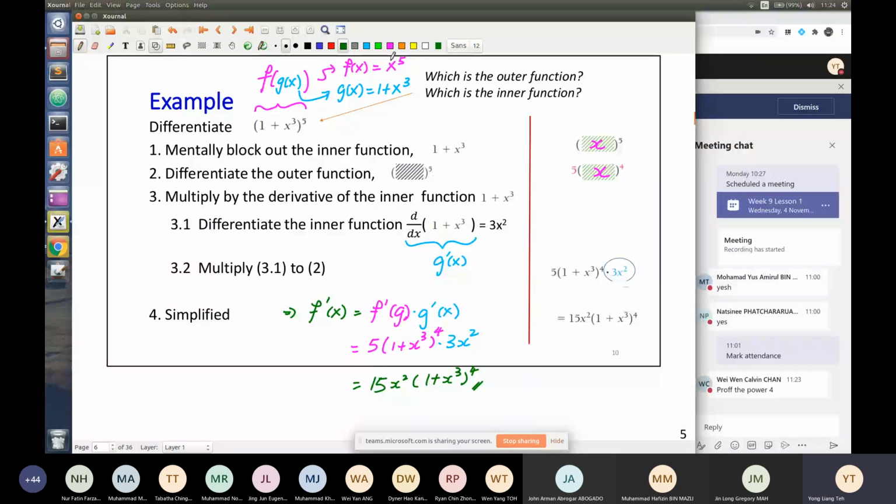Questions on this first example? So it looks like you're fine. So I'm going to move on.